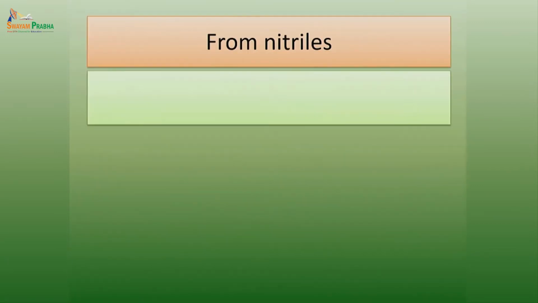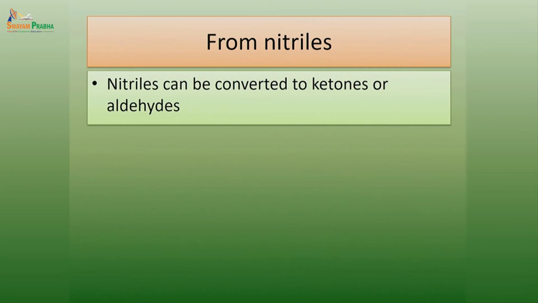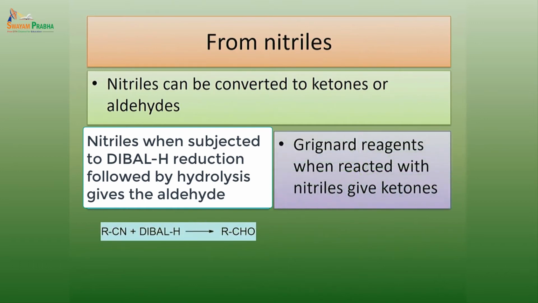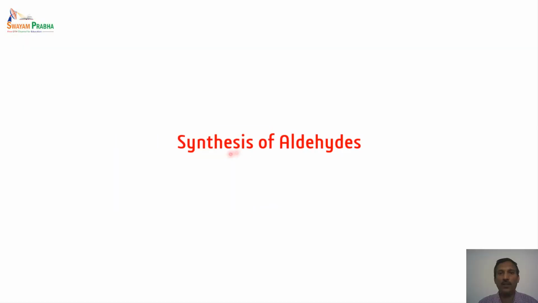From nitriles: nitriles can be converted to ketones or aldehydes. Nitriles give aldehydes on DIBAL-H reduction, and Grignard reagents when reacted with nitriles give ketones. So these are the two different methods by which nitriles or cyanides can be converted to ketones or aldehydes. Let us now look at the synthesis of aldehydes.